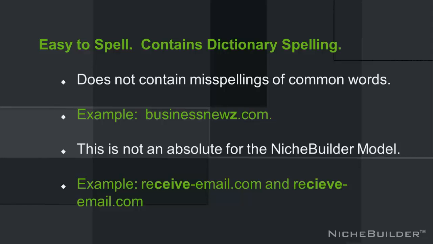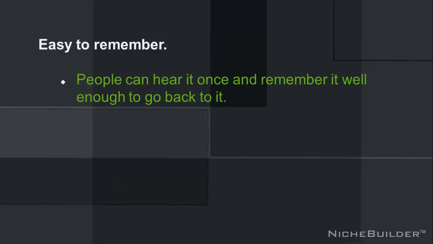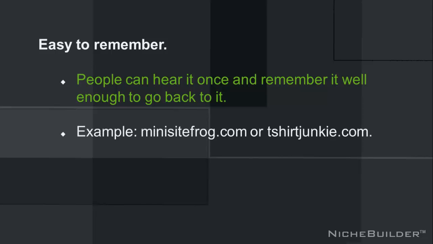The next thing to look at outside of traffic is that it's easy to remember. People can hear it once and remember it well enough to go back to it. It has something about it that people remember. Example, minisitefrog.com or tshirtjunkie.com. When building a NicheBuilder niche, you're matching to their search term and therefore your domain names might not be too memorable, but they will match what they're looking for.